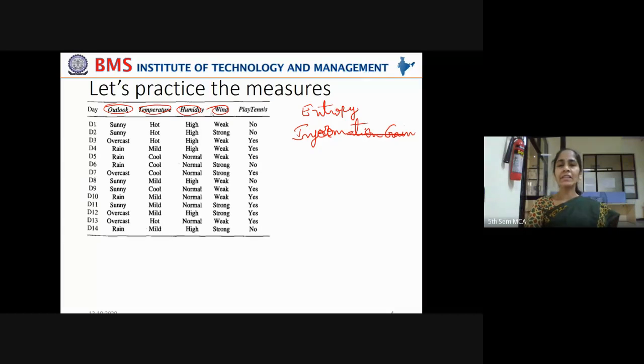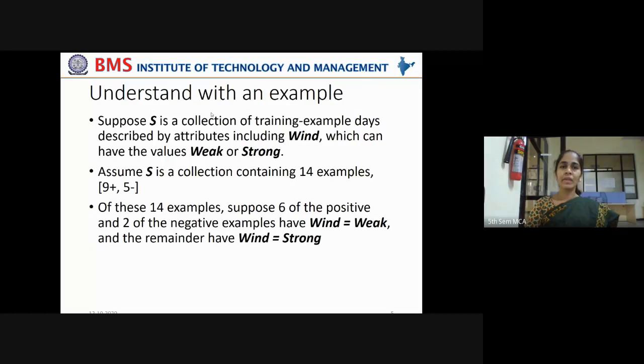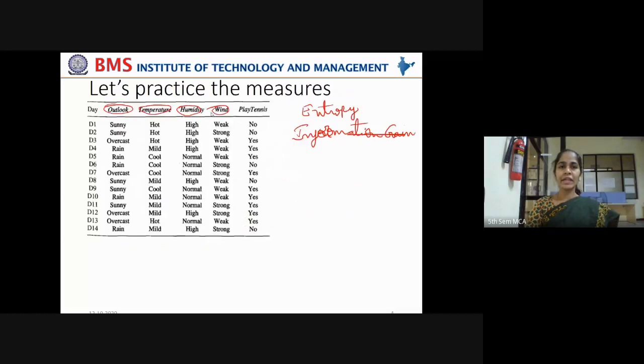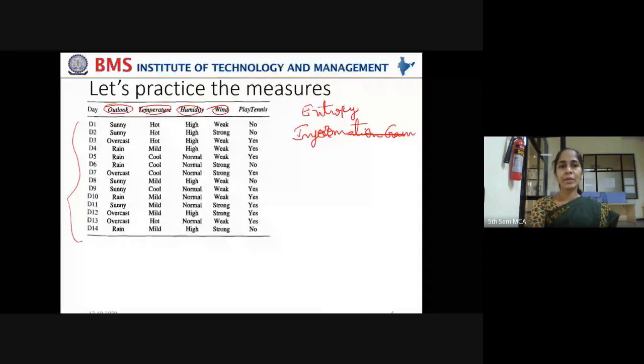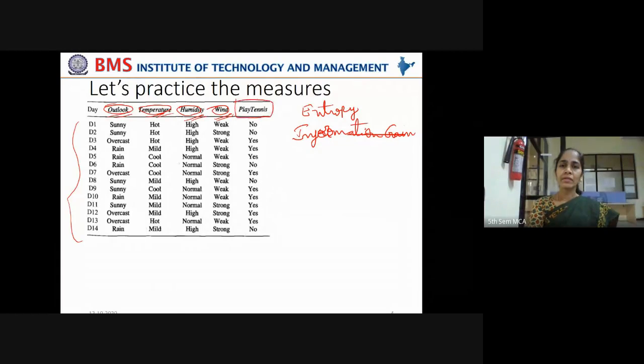Now let us once again see how to calculate this entropy and information gain as we proceed with this example. We have taken this training example set having total 14 days of data based on climatic conditions measured with respect to these parameters: outlook, temperature, humidity, and wind. And what is the target variable? That is the outcome variable: play tennis, whether tennis is played on that day or not, given the climatic conditions on those days.